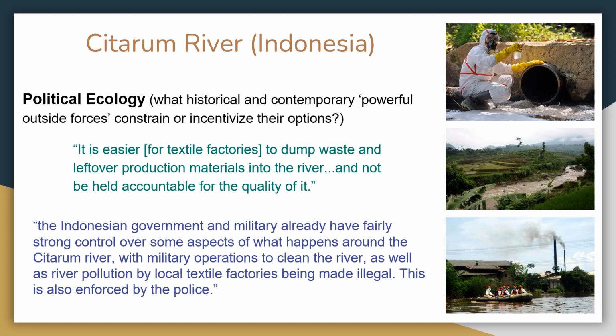The second example says, the Indonesian government and military already have fairly strong control over some aspects of what happens around the Citarum River, with military operations to clean the river, as well as river pollution by local textile factories being made illegal. This is also enforced by the police. This example draws clear connections between the behavior of textile factories and the legal system and the enforcement of regulations by police and the military getting involved to clean up the river.